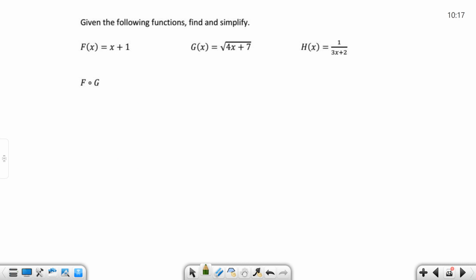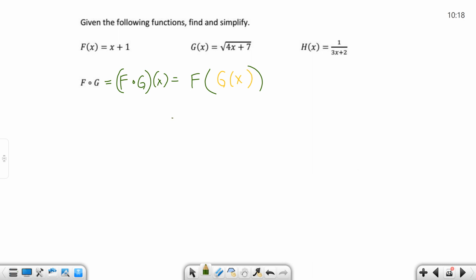Capital F of x is x plus 1. Capital G of x is the square root of 4x plus 7. And capital H of x is 1 over all of 3x plus 2. So what is capital F of capital G? This is going to be capital F of, let me write it the same way I've been writing them, capital G of x. So this is capital F of something, and that something is going to be capital G of x.